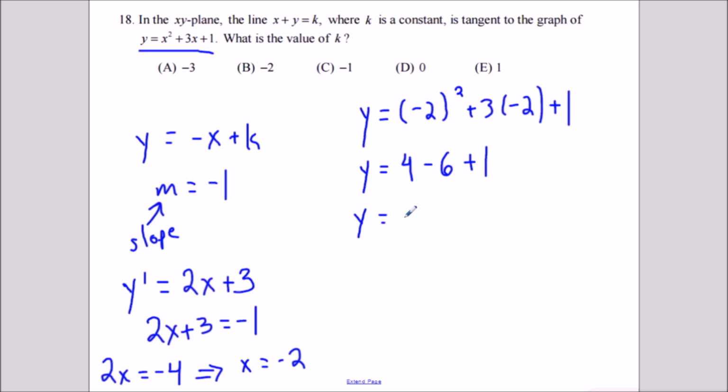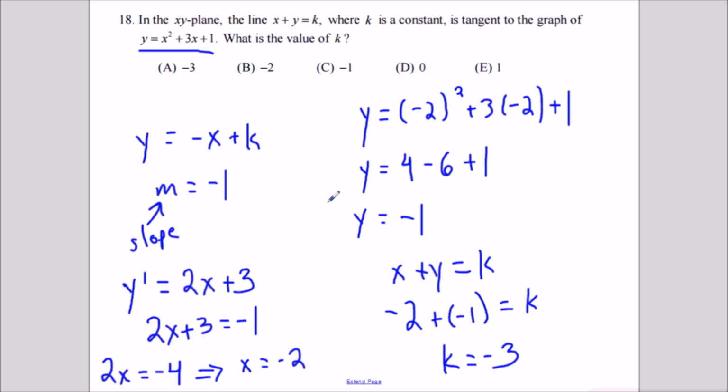So then all we have to do to solve for k is plug in for x and y. Remember, we have x plus y equals k. So in this case here, we're going to have negative 2 plus negative 1 equals k. And this is going to give us k equals negative 3. So for 18, we should have choice A.